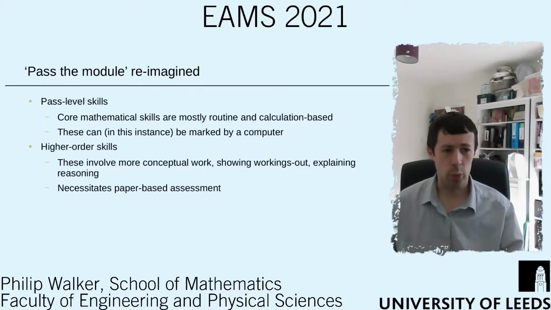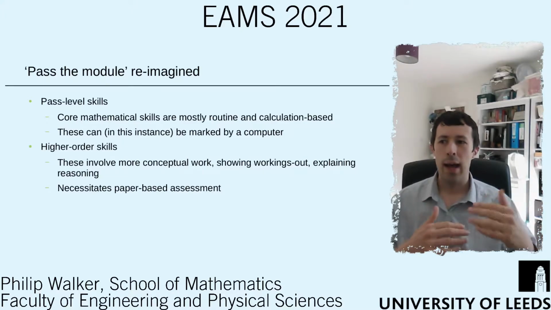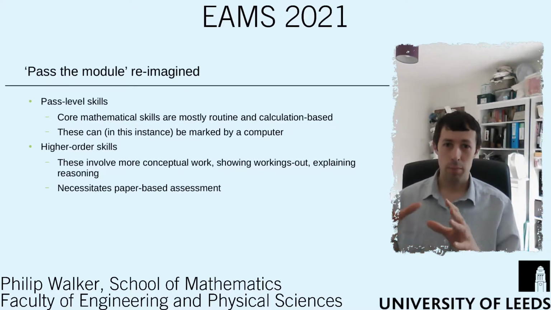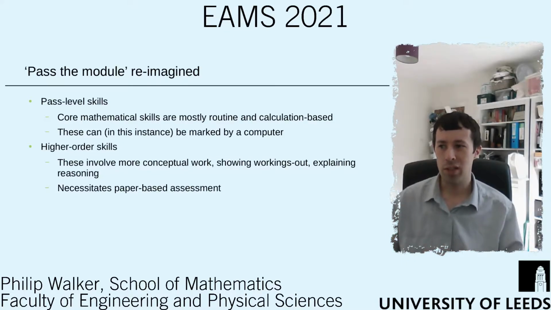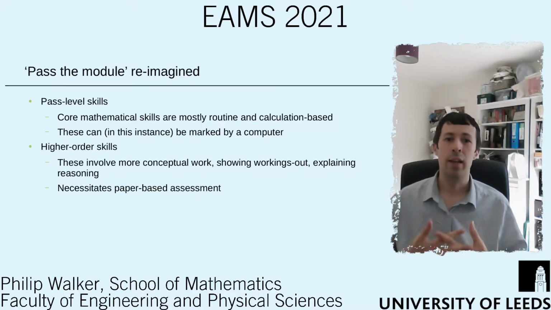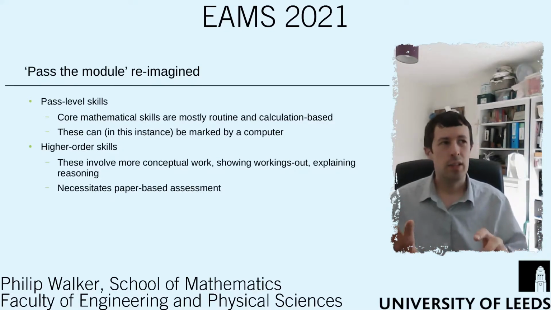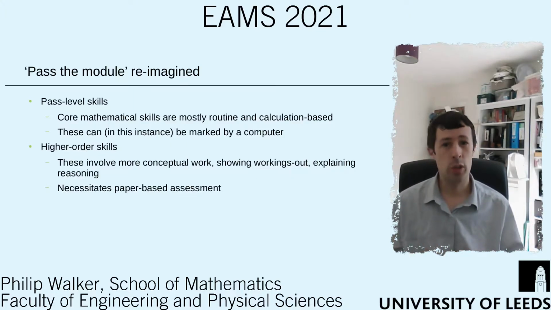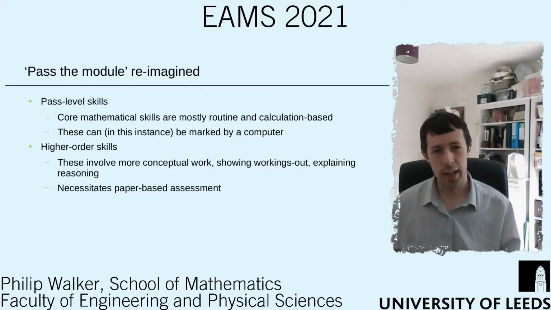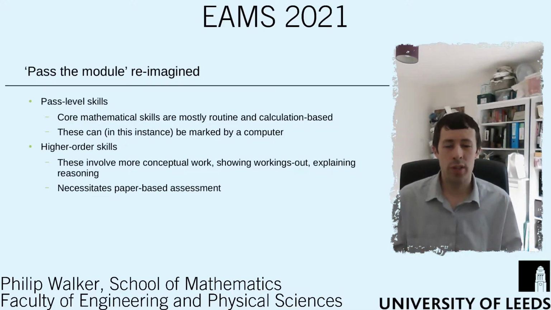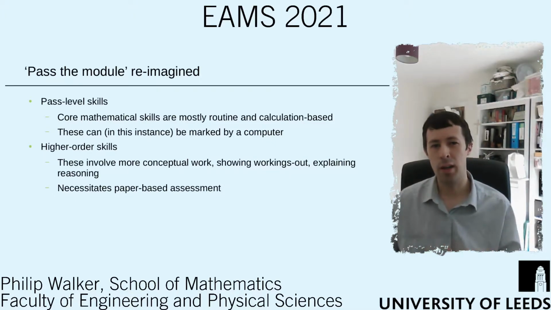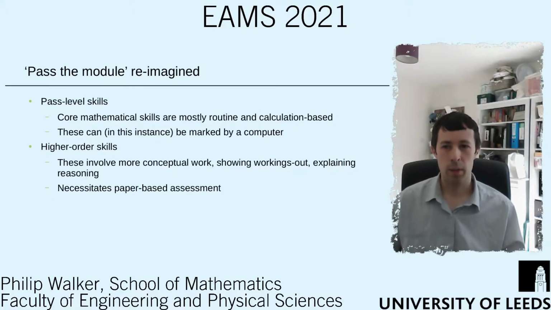So then I started to think through, well, what does it mean to pass the module? And I thought, well, there are pass level skills and there are higher level skills. And your pass level skills, taking my calculus bit of the module as the context, are these core mathematical skills that are routine, they're calculation based, and in this instance they can be marked by a computer really straightforwardly. And that's what you need to do to be able to get a pass. But then to get a higher mark, you're talking there about the higher order skills, which are more conceptual, they're less routine. You need to show your working out, you need to explain your reasoning. That all necessitates paper-based assessment or some facsimile of that in an online environment. It needs a human being to mark it and to assess it. You can't just do it by computer.